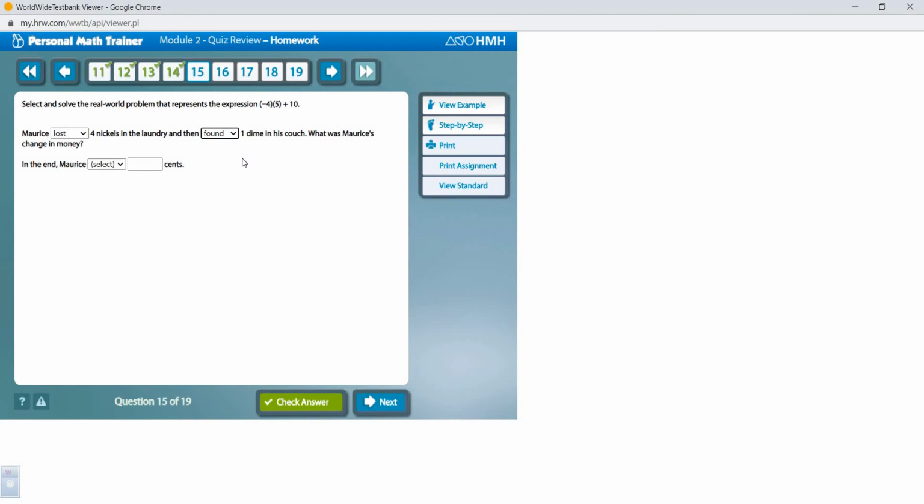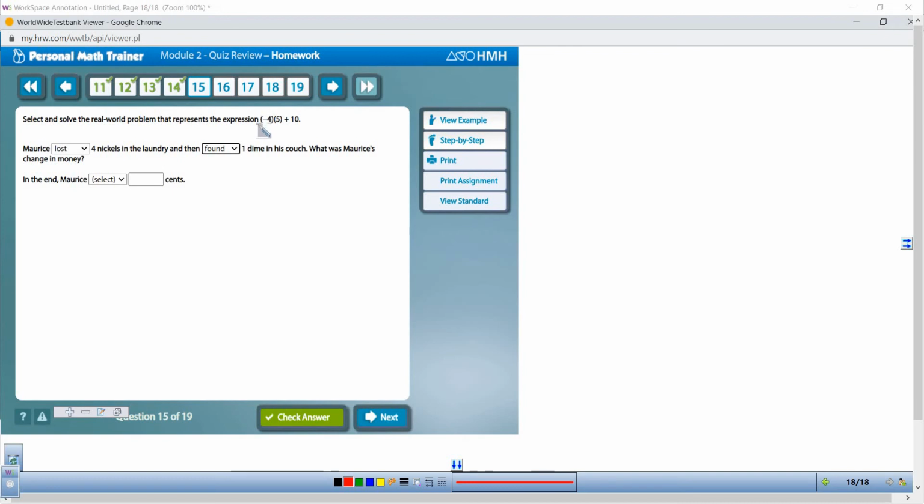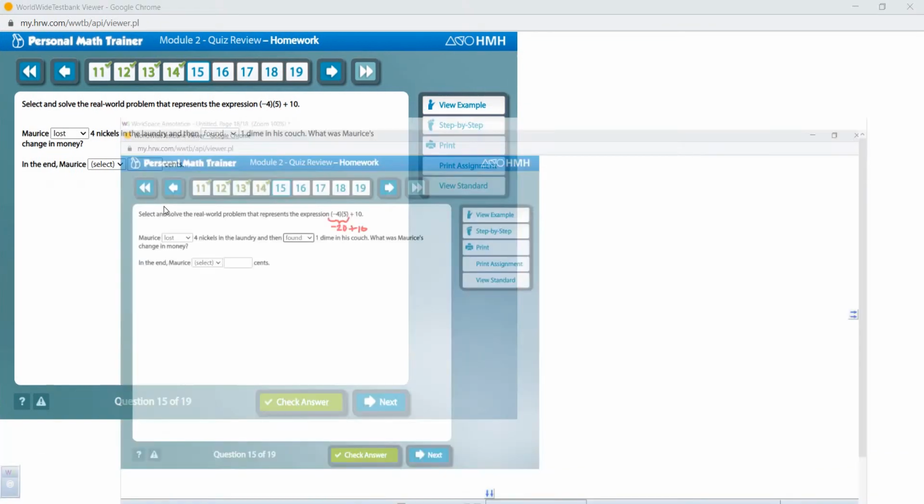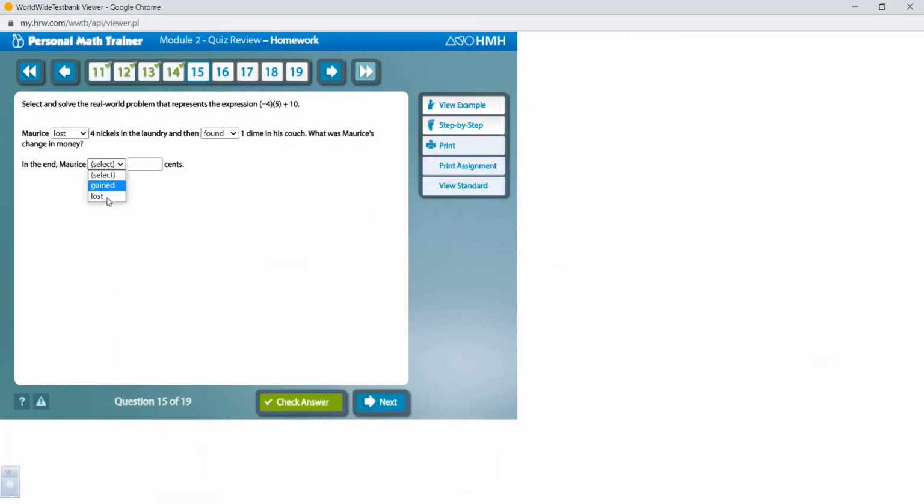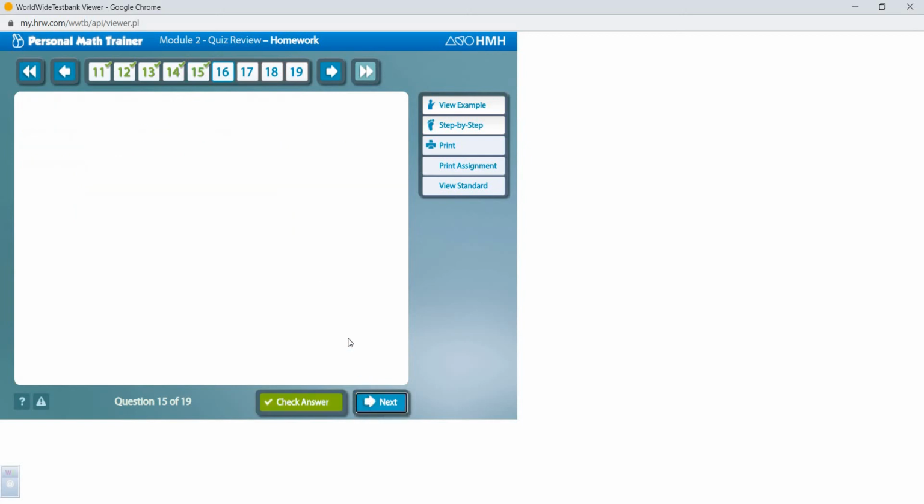All right, so now we actually have to do this math. When he lost those 4 nickels, that was like losing 20 cents, right? 4 times 5 is 20. A negative times a positive is a negative. And then we're going to go ahead and add that 10 back. He lost 20 cents and found 10, so that's the same as losing 10 cents. All right, look at that.